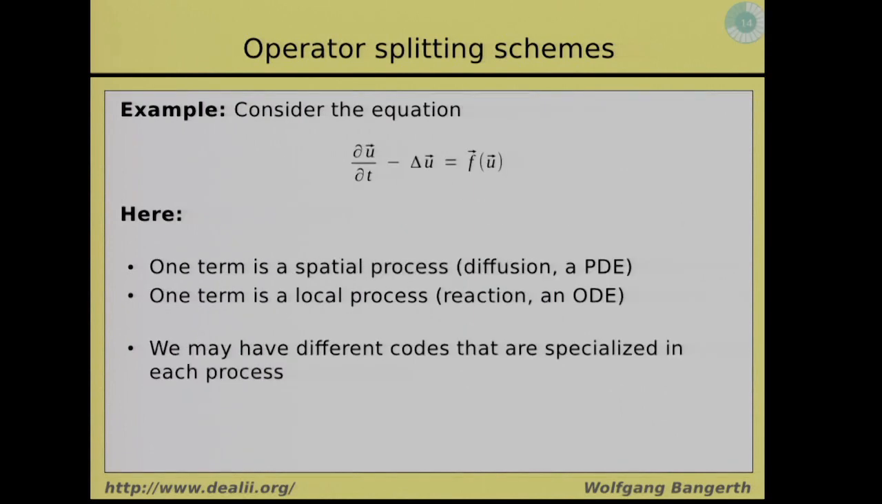So when you look at this equation, then there's a spatial process here, right? That's a diffusion, and there's a local process that happens only at one point, so it has no spatial derivatives in it. It's just, if you want to, an ODE. And typically, you would have different codes that specialize in each of these 2. So you would have, let's say, a finite element code for the diffusion part, but then you would have an ODE solver that solves the chemical reactions.